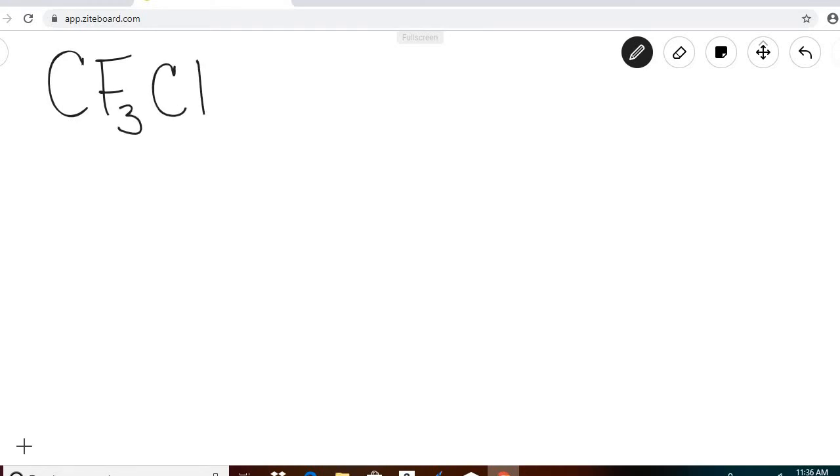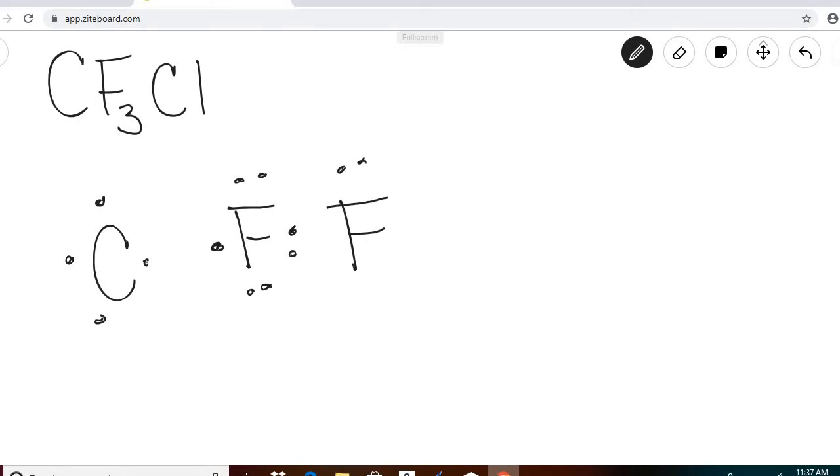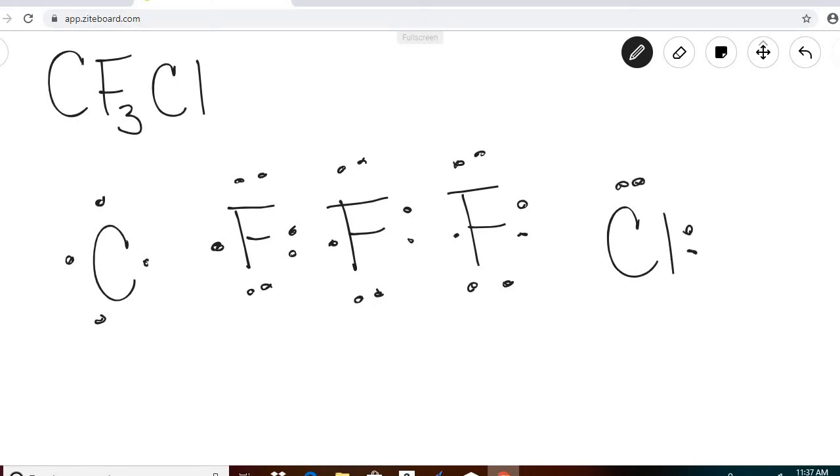Okay, number 2 is CF3Cl. Okay, so let's start by drawing the Lewis structures. So carbon has 4 unpaired electrons. Each fluorine will have 7 valence electrons, so 1 is not paired. You're going to have 3 of those. And then you'll have a chlorine also that has 7 valence electrons.